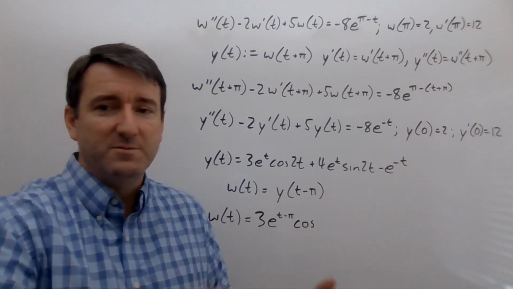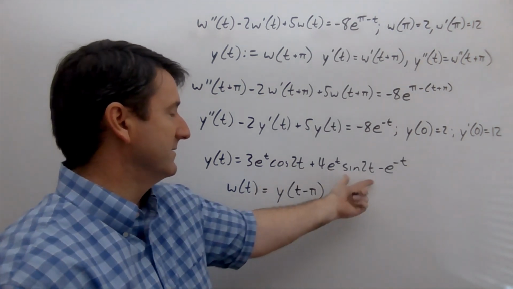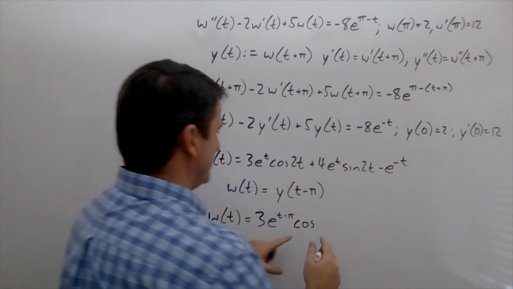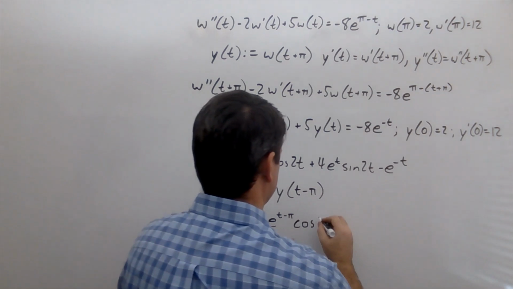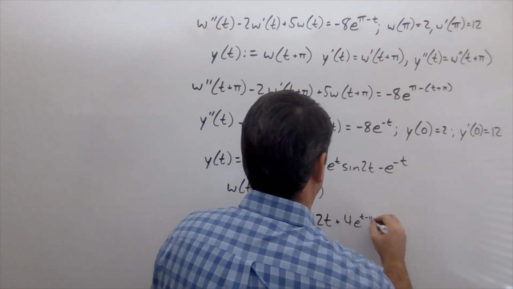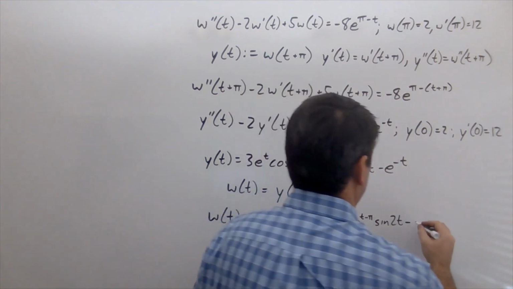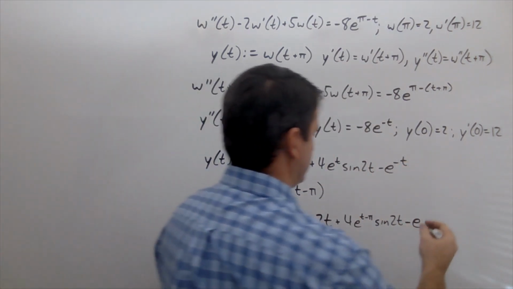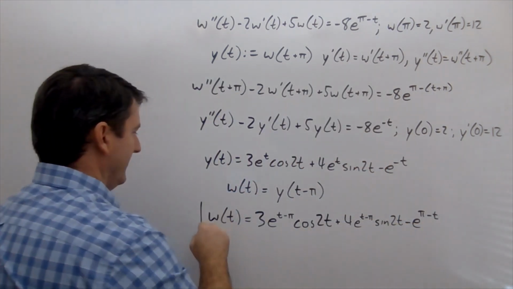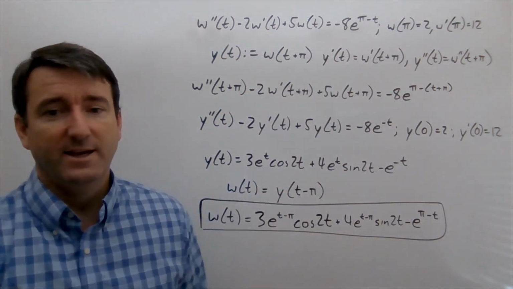Well, if you subtract 2 pi, you're just back to where you were. You're not changing anything with either cosine or sine. Those are periodic functions with a period of 2 pi, so it's always going to be the same. So this hasn't changed anything by subtracting pi. This is still going to be cosine of 2t. So plus 4e to the t minus pi sine of 2t minus e to the negative t minus pi, so that's e to the pi minus t. And there is our answer for this one. That is the solution to that initial value problem.